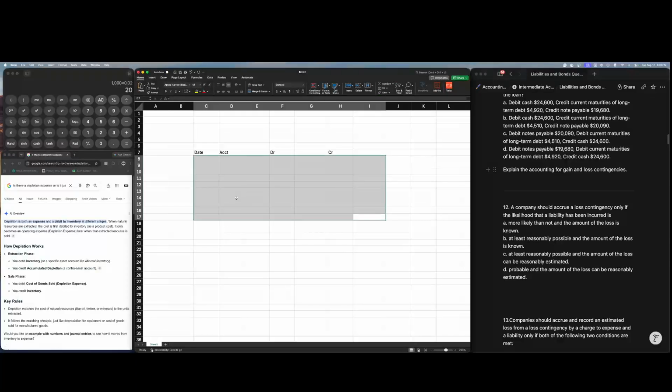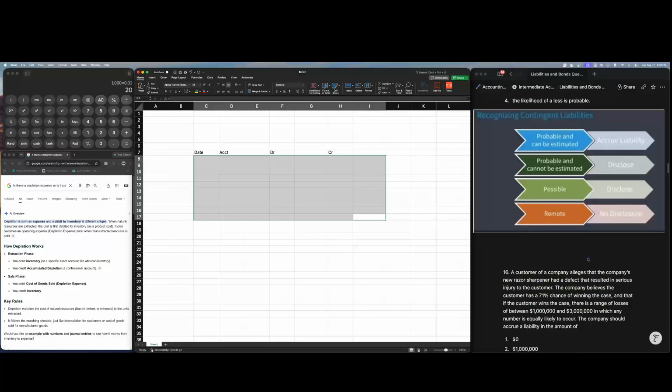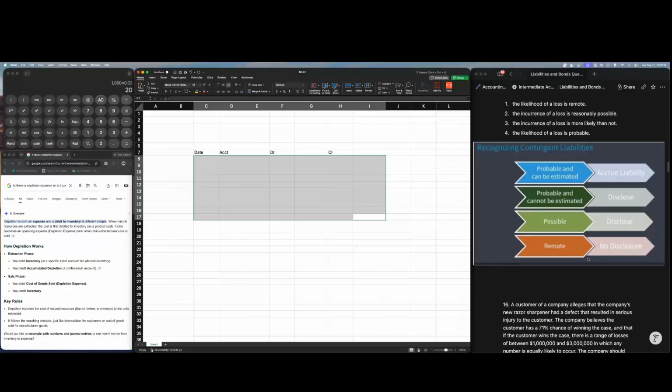So what a loss contingency is pretty simple to understand. It's this: is it probable? Can it be estimated? Is it probable but cannot be estimated, as in the loss cannot be estimated? This is contingency liability. Is it possible? It's possible, it can't be estimated. It's remote, it can't be estimated. It's remote, it can be estimated.